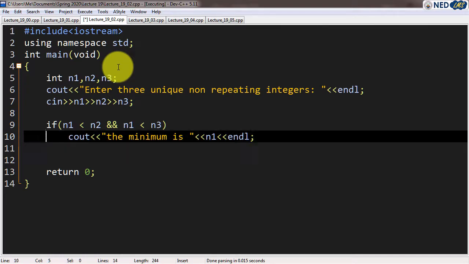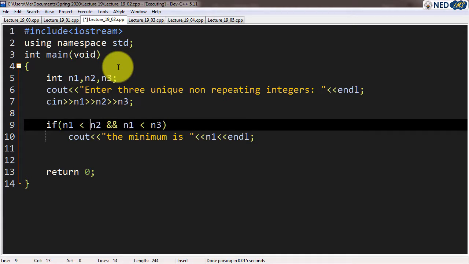So that means that if n1 is less than n2 and n1 is less than n3 at the same time, if this condition is true and this condition is true, that means the output of this condition would be true, because I'm ending this with the AND.